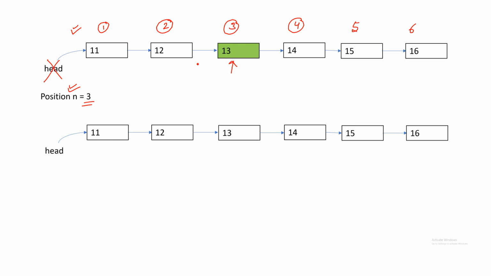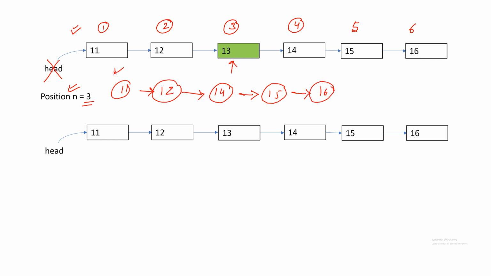Now, after you delete this node, what will the linked list look like? It will be basically having 11 pointing to 12. And now you deleted this 13. So after 12, it will be pointing to 14. And then 14 will be pointing to 15. And 15 will be pointing to 16. Correct? So this is my resultant linked list after deleting this node at the position 3.